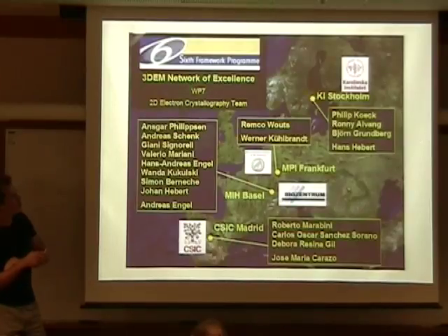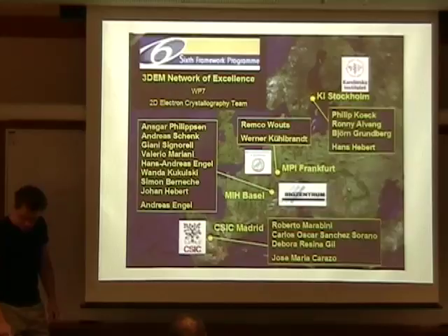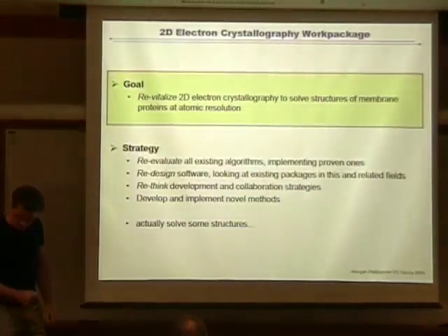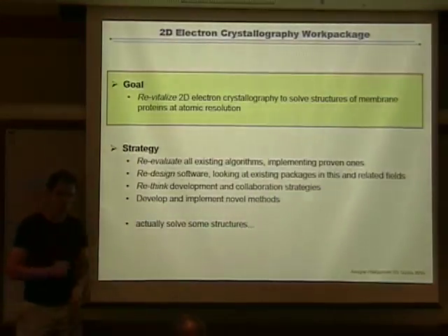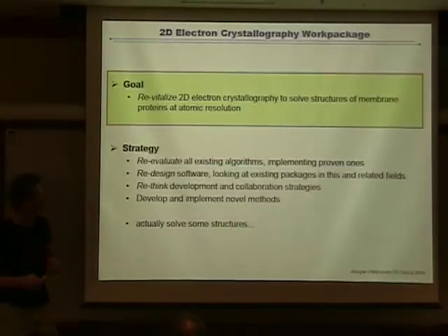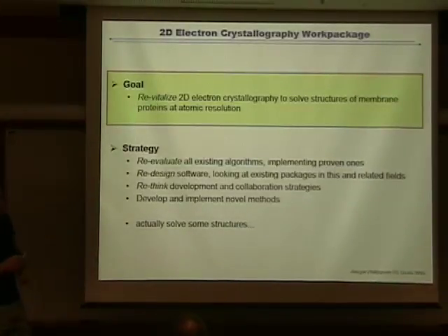Now, one of the work packages is dedicated to 2D electron crystallography methods development, and it encompasses 4 labs, starting north with Stockholm, the group of Hans Keber, then we have Frankfurt, the group of Werner Kühlbrand, and there's Basel, the group of Andreas Engel, and in Madrid, the group of José María Carazzo. And this group has set out with a rather ambitious goal, which is also a little bit provocative in this context, namely, we want to revitalize 2D electron crystallography to solve structures of membrane proteins at atomic resolution.